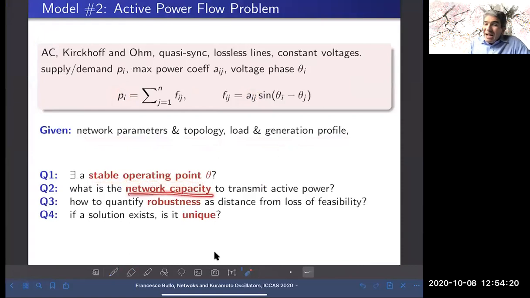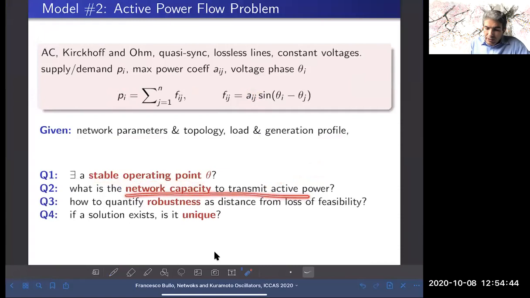What is the network capacity? Meaning to say, how much power can be transmitted? How large can these entries P be? By the way, is there a solution? We will see very soon that a condition is that the sum of P_i must be zero. So there must be a balanced power injection, a balanced supply-demand vector. But that's not going to be sufficient, if necessary.